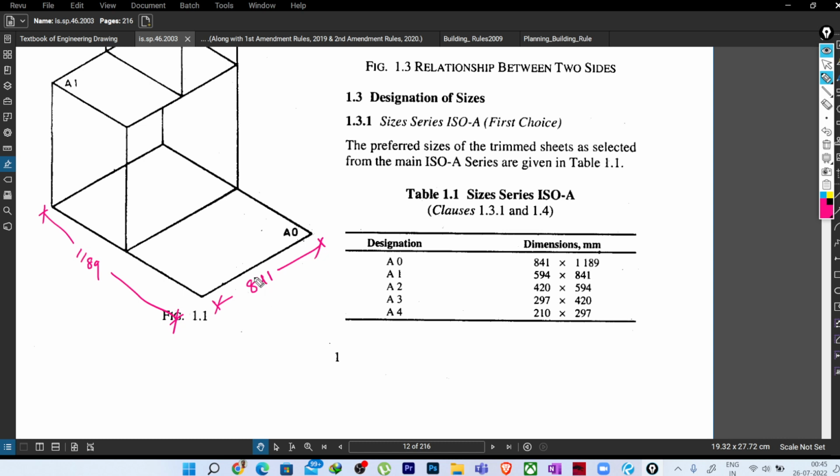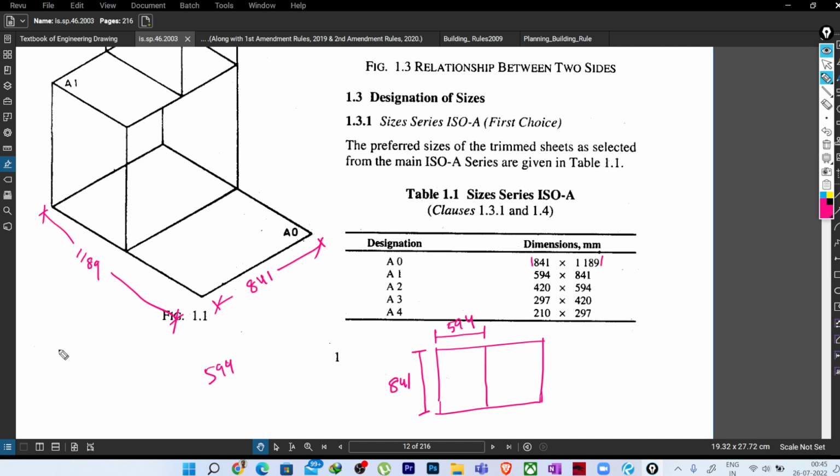Now you can easily reduce. Suppose you have A0, 841 by 1189. This is my A0 paper. Now if you fold it in half, how much will it be? Very easily you can understand, it is the same 841, but it will become 594. Am I right? 594.